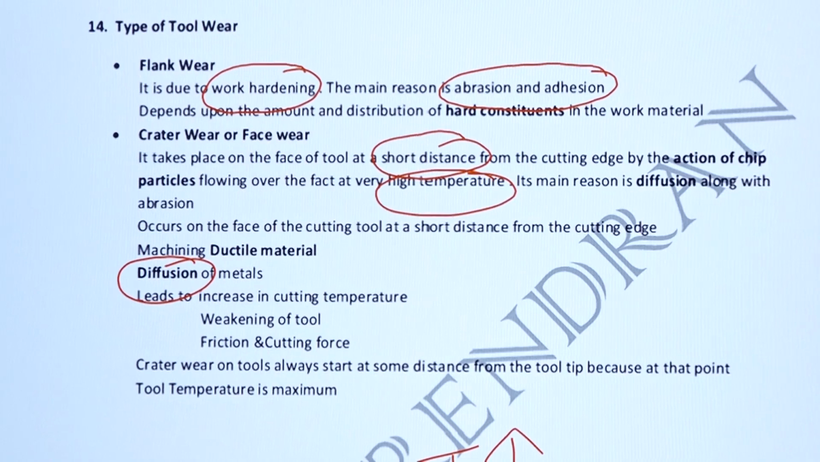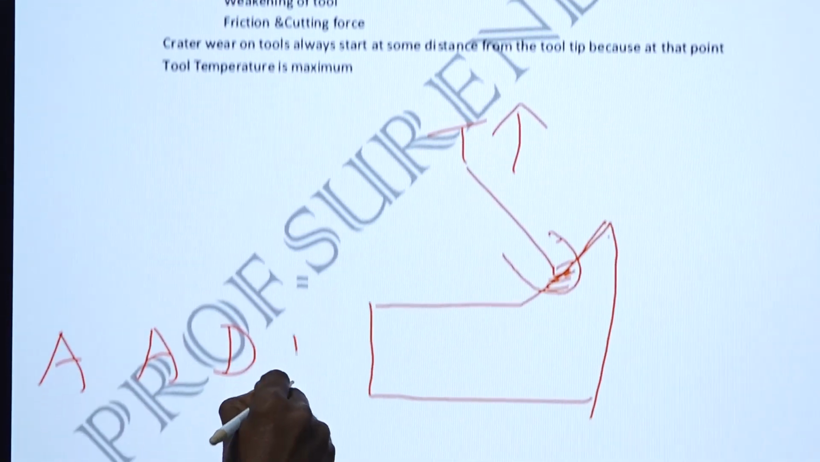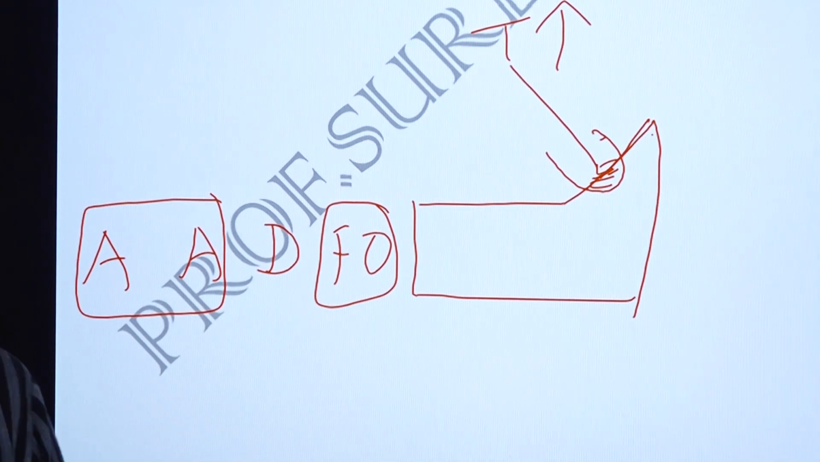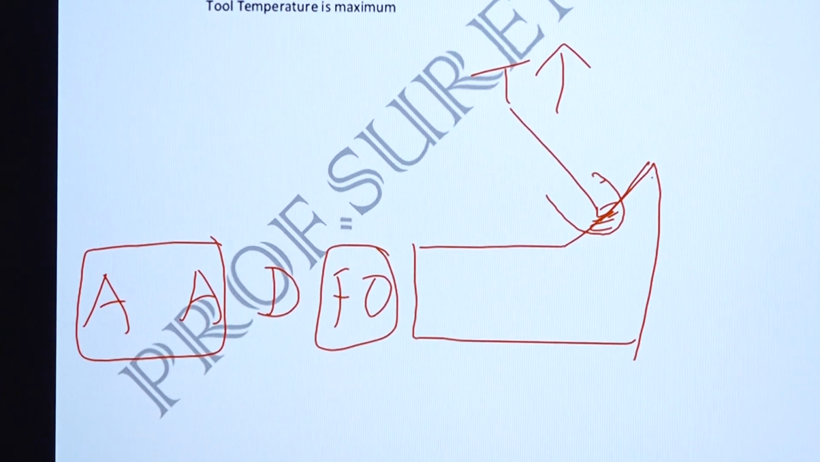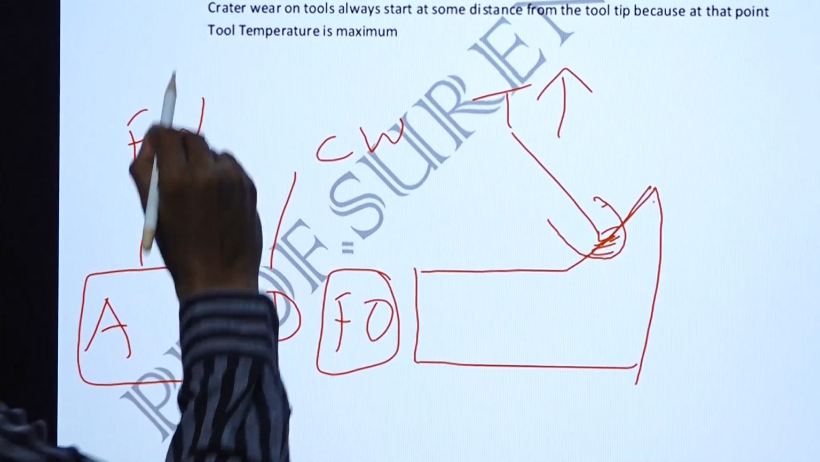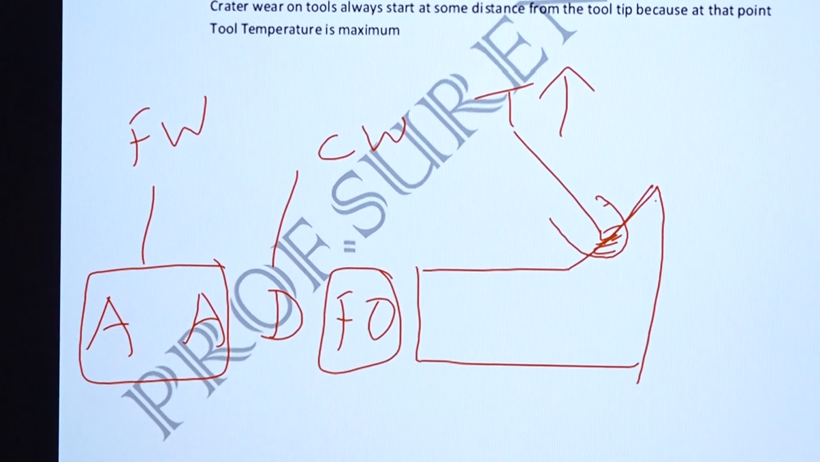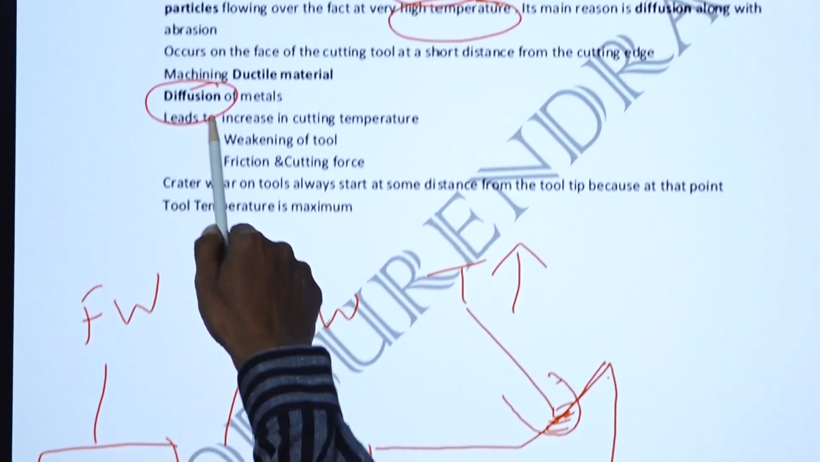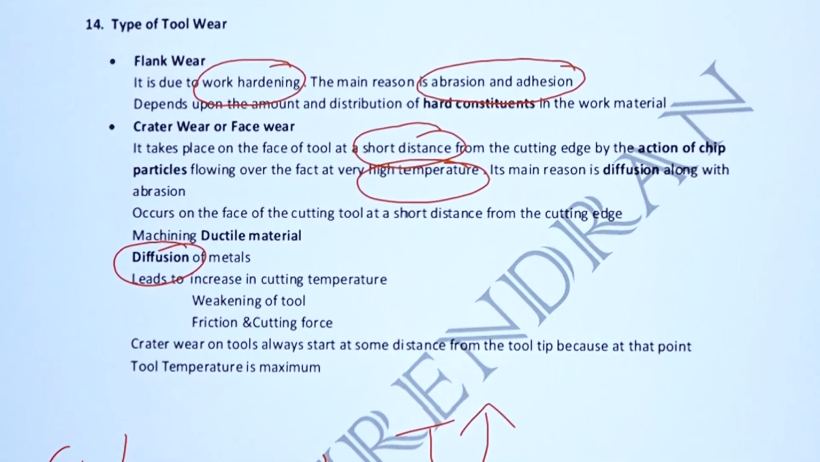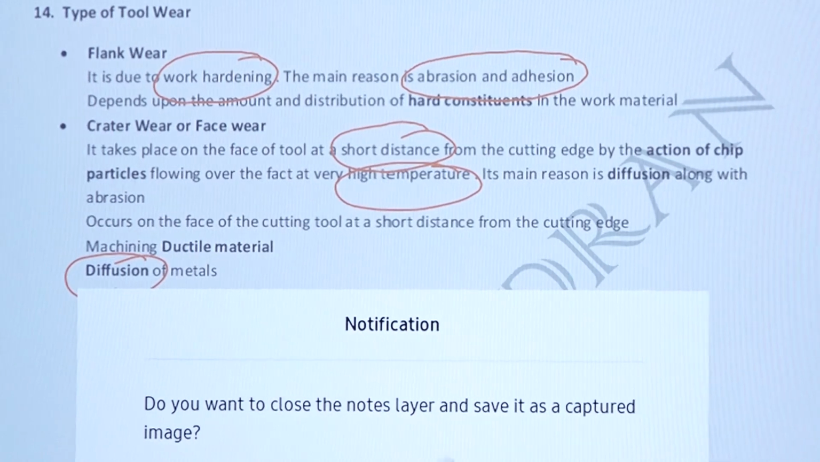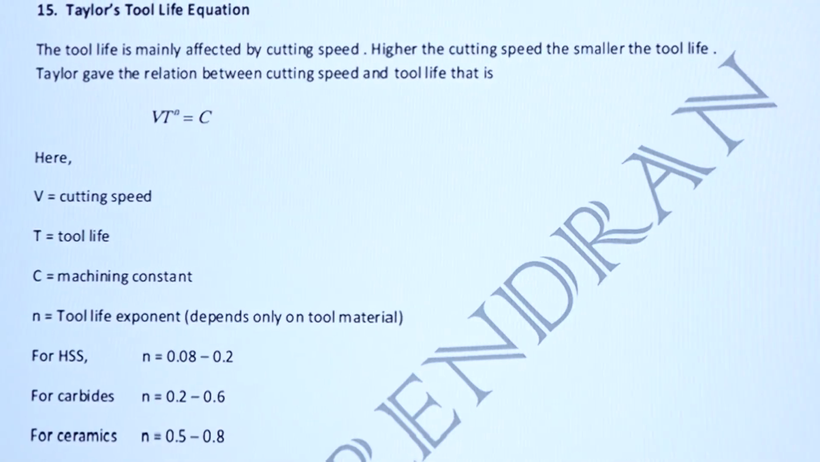Okay, so abrasion, adhesion, diffusion, fatigue, oxidation. These two are the reasons for the flank wear, and this one is the reason for the crater wear. Abrasion and adhesion are the reasons for the flank wear. Diffusion is the reason for the crater wear. It leads to an increase in the cutting temperature, weakening of the tool, and friction and cutting force. Those are the points we have to remember for crater wear.